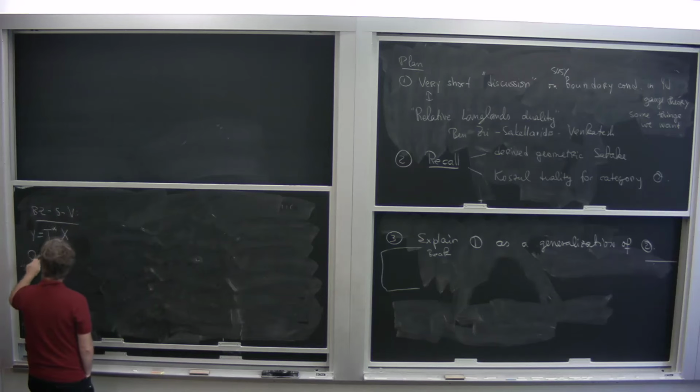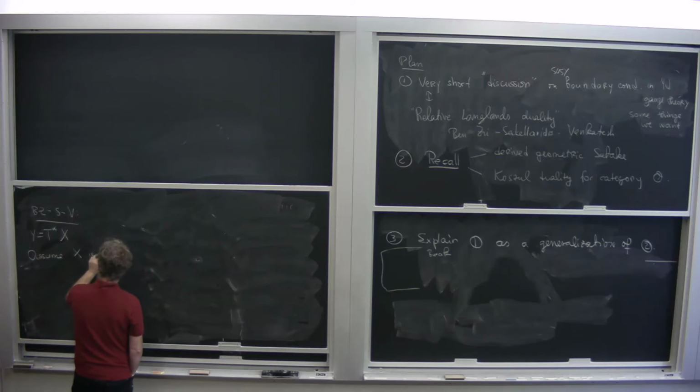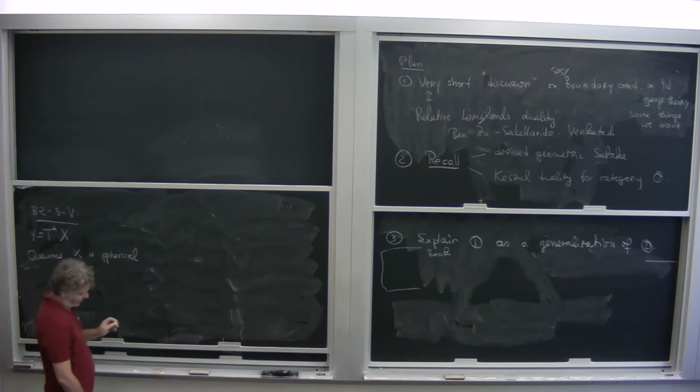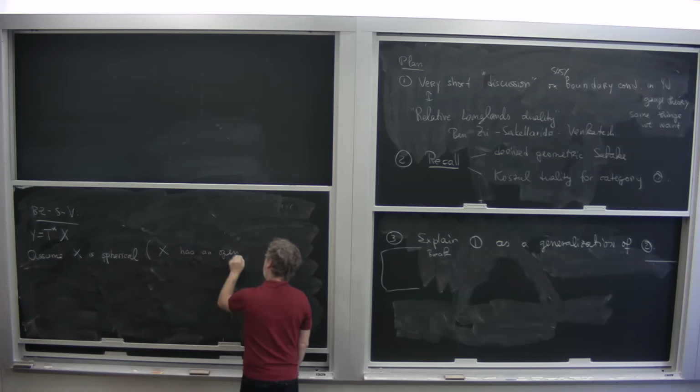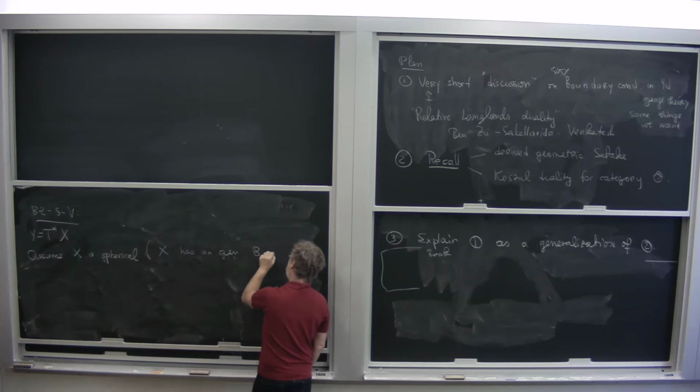And assume X is spherical. Here is the definition of a spherical variety: it means that X has an open B orbit, where B inside G is a Borel subgroup. We're going to talk about examples in a moment.